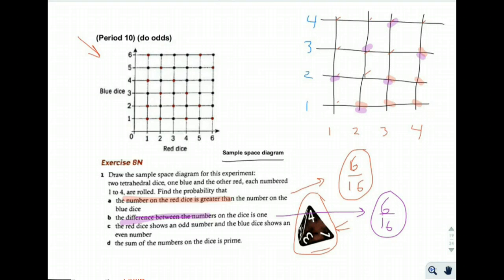Now we'll go to C. So this is the red dice shows an odd and the blue dice shows an even. So that would be red dice shows an odd, like 1 and 3 on the red dice, and blue dice shows an even, so that would be 2 and 4 on the blue dice, and the intersection of those. So it would be this one, and then this one. Okay, so it's 4.